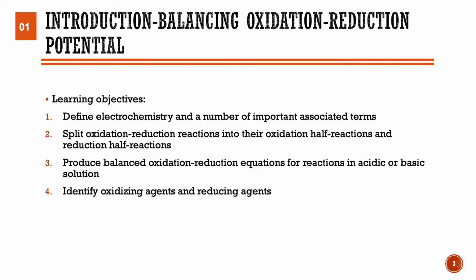For this subtopic, which is balancing oxidation reduction potential, you should be able to define what is electrochemistry and a number of important associated terms. Second, to split oxidation reduction reaction into their oxidation half reaction and reduction half reaction. Third, to produce balanced oxidation reduction equation for reaction in acidic or basic solution. And lastly, to identify which one is oxidizing agent and reducing agent.